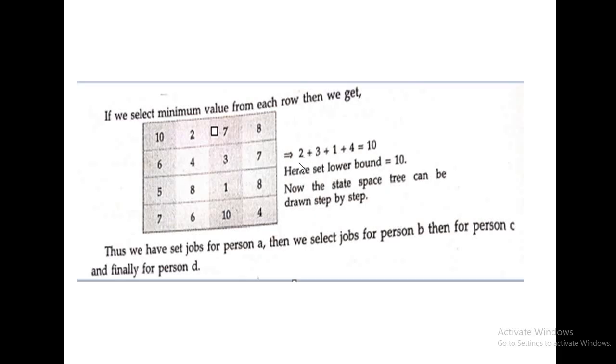Second row, the minimum value is 3. Select the minimum value 3. Third row, the minimum value is 1, so select the value 1. Fourth row, the minimum value is 4. So I have selected all the minimum values from all the rows. The total value is 10. So this is the lower bound; lower bound value is equal to 10. We have to compare each node with this corresponding bound value only.